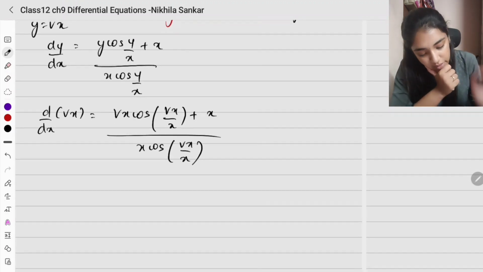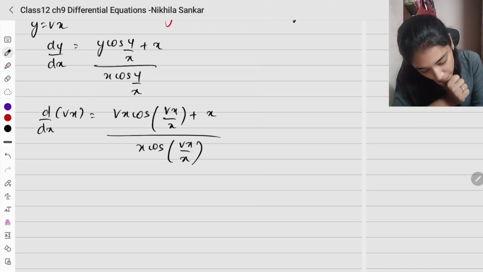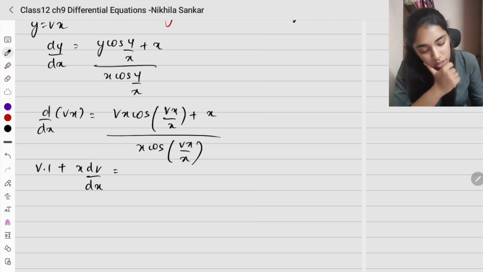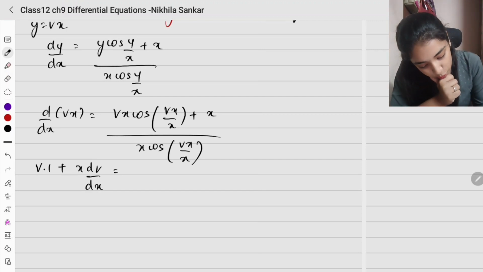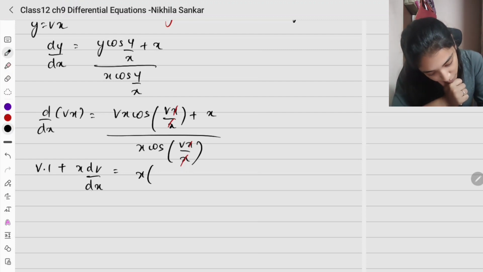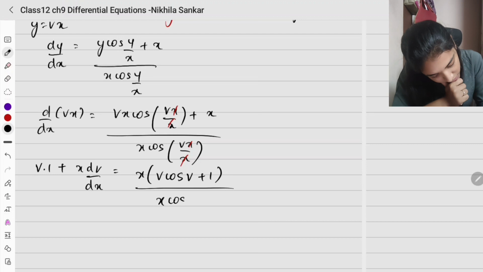Wherever there is y, I have put vx. Okay, what is my LHS now? V times 1 plus x times dv by dx, using the product rule, vu dash plus uv dash. I differentiate. Now on the numerator, the x cancelled, and I have x in the numerator also. I can take that common. V cos v plus 1 the whole divided by x cos v.